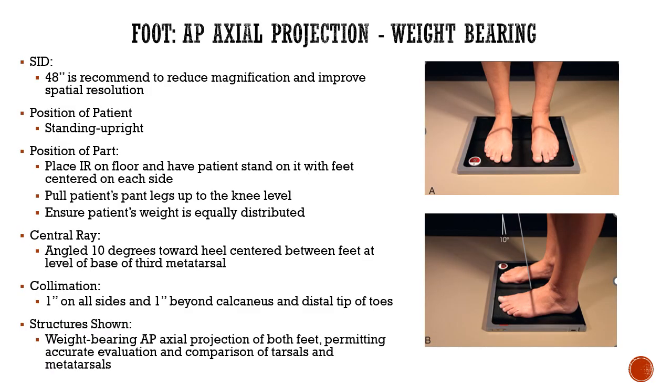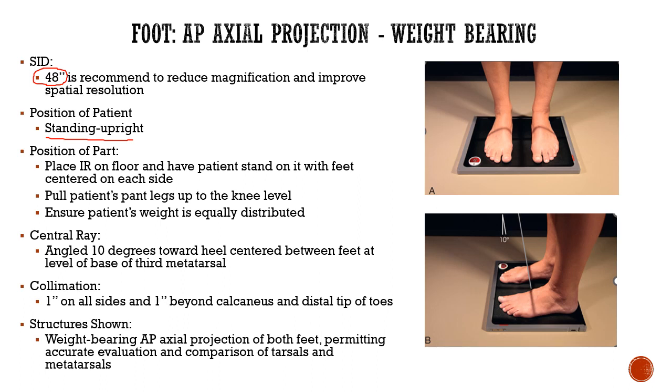In the AP axial projection for weight bearing, it's recommended that we use 48-inch SID to reduce magnification and improve spatial resolution. The patient is standing, they're upright. We're going to have the image receptor on the floor and have the patient stand on it with their feet centered on each side. We're going to have them pull their pant legs up to the knee level, and we're going to make sure their weight is equally distributed.